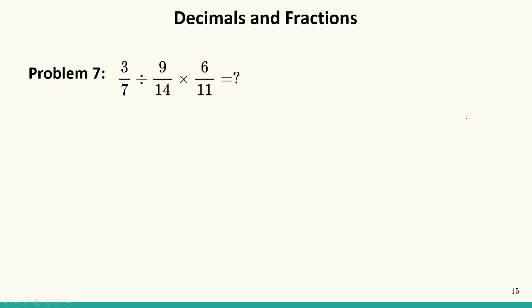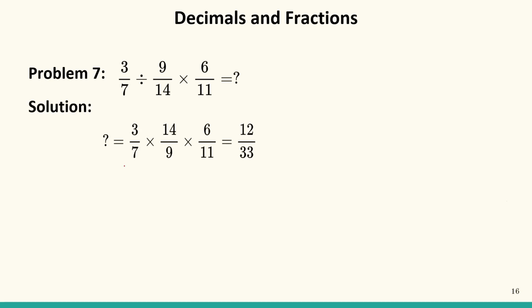So let's see what problem number 7 gives us. Problem number 7 has two algebraic operations involved: 3 by 7 divided by 9 by 14, then multiplied with 6 by 11. So let's jump into the solution.